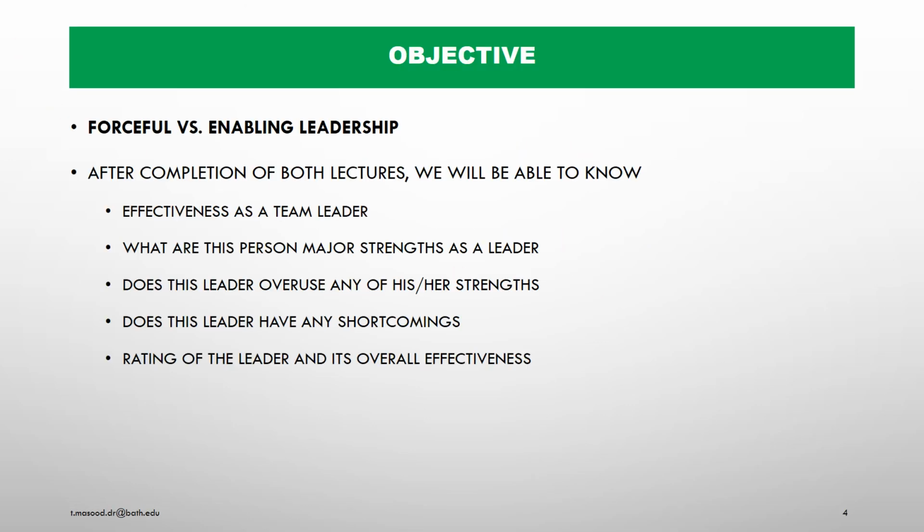In this slide I'm going to discuss the objective of forceful and enabling leadership style. After completing this lecture, you will demonstrate the following 5 factors. Number 1, how effective is this person as a leader or team leader? Number 2, what are this person's major strengths as a leader? Number 3, does this leader overuse any of his or her strengths? Number 4, does this leader have any shortcomings? Number 5, rating of the leader's overall effectiveness.